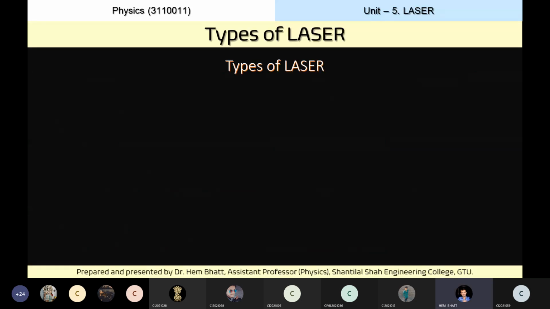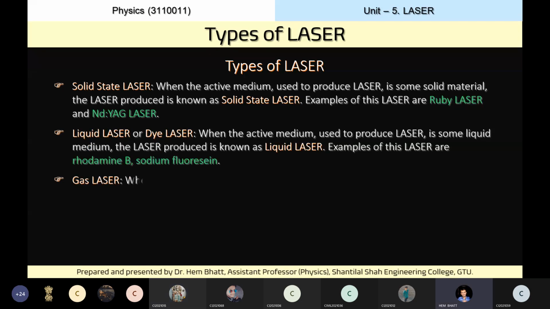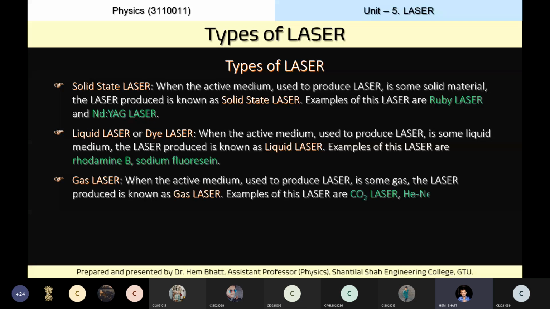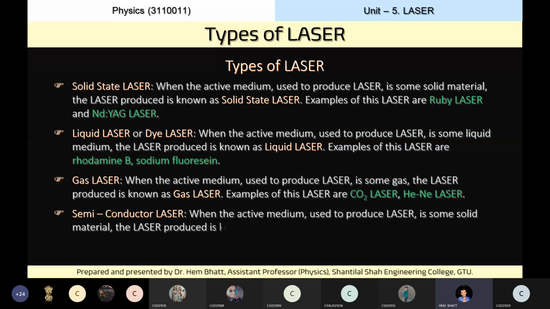Types of laser આપણે last time જોયું હતું. How many types of laser we have? કેટલા પ્રકારના લેસર છે? 4 types. Solid state laser, liquid laser, gas laser. Liquid laser ને dye laser પણ કહી શકાય. Which is the fourth type of laser? Semiconductor laser. Very good. So if you are producing laser from any semiconductor, it is known as semiconductor laser.